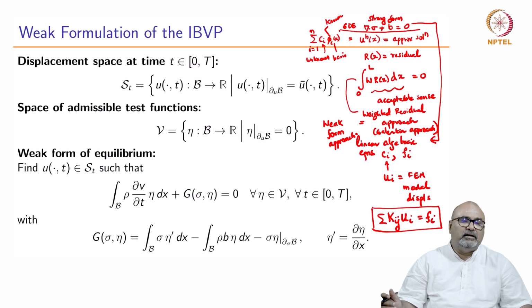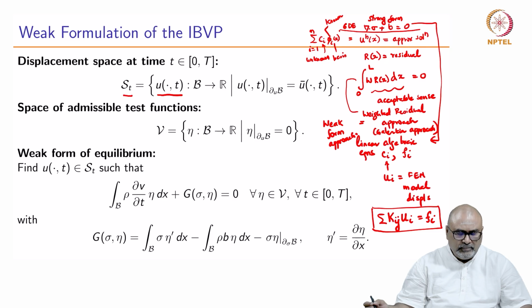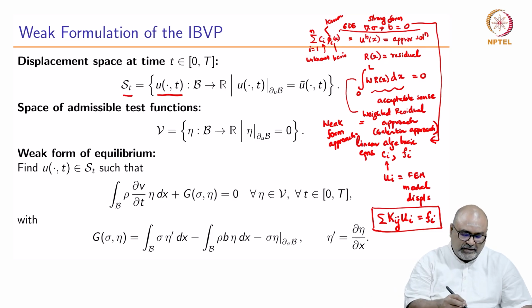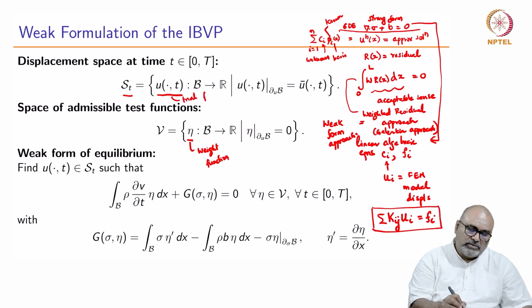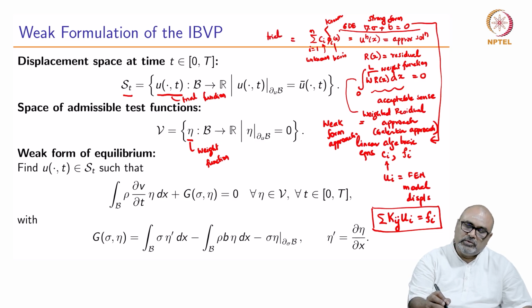So, the displacement at any time is denoted as u comma t, and the space of those functions is denoted as S of t. Similarly, the weighting functions or the test functions are denoted by eta. Eta is called the weight function, and u is called the trial function. So, in a weighted residual approach, you have the weight function, and then you have the trial function, which is used to approximate the governing differential equation.